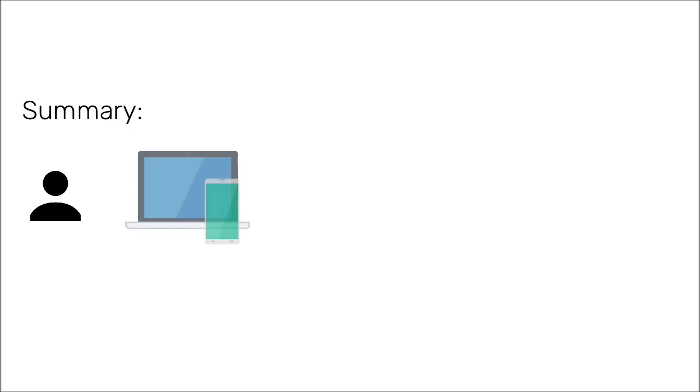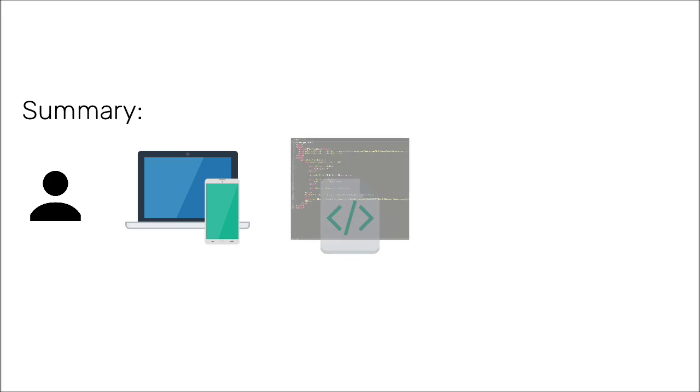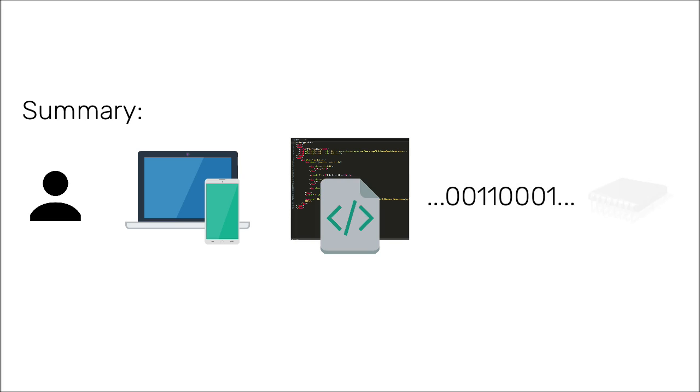So just to summarize, we have humans interacting with devices, and these devices have software installed on them, and this software gets converted into machine code for the CPU or the brain of the computer to understand and react to. And that's basically how we're able to communicate with computers for things like productivity, entertainment, and so on.